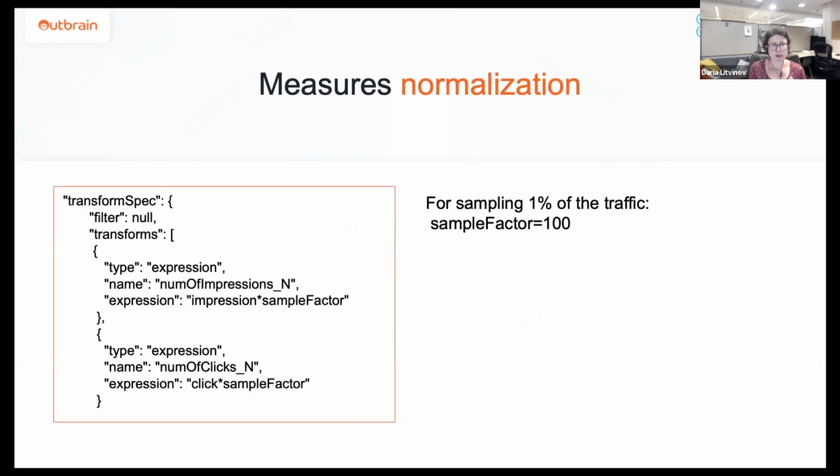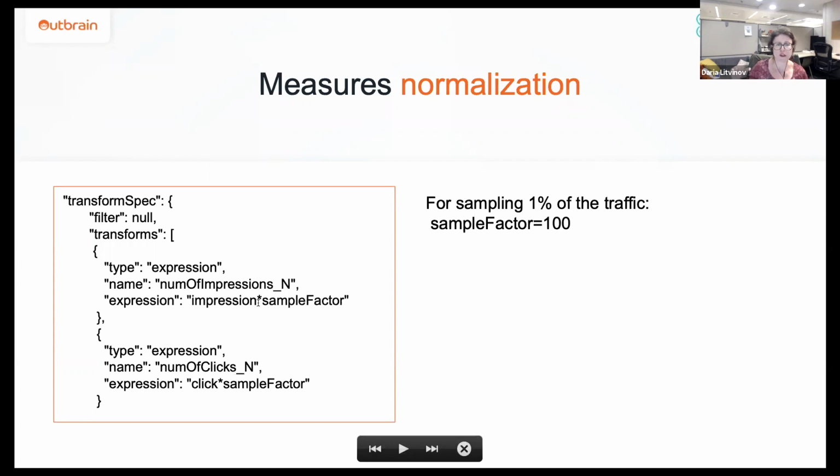When we have this sample factor, we calculate all normalized metrics for all the important data that we need using the transformation spec, and we use the sample factor in all our expressions, in all our formulas. You can see that we calculate the number of impressions, normalized. We sign our metrics with an underscore n, so we know that this metric is normalized by the sample factor.